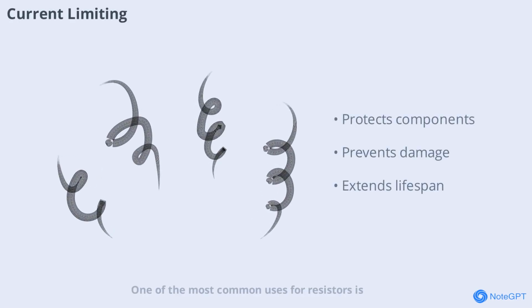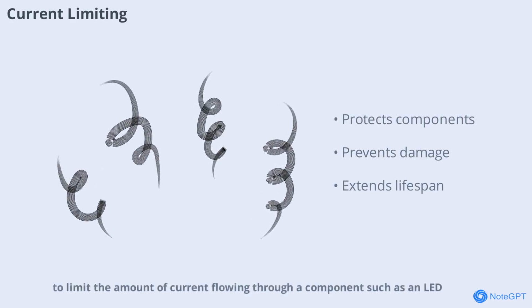One of the most common uses for resistors is to limit the amount of current flowing through a component, such as an LED. By placing a resistor in series with the device, you can ensure it receives the correct amount of current, preventing damage and extending its lifespan. This simple technique is fundamental in circuit design.